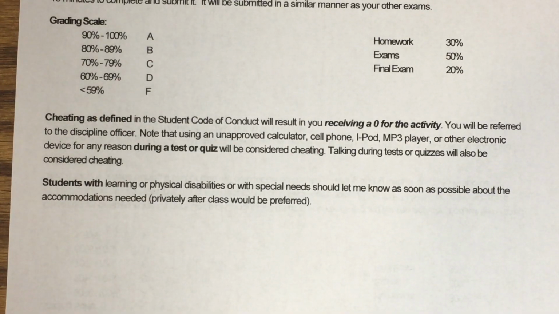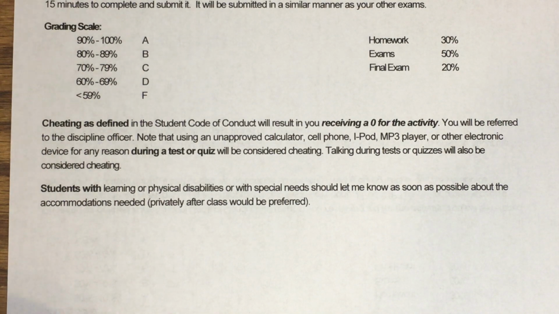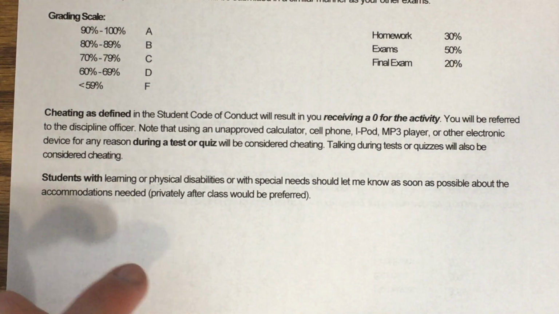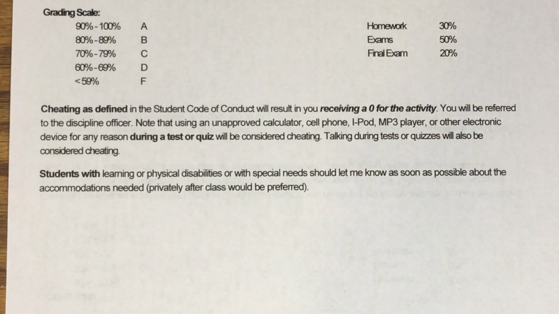Finally, students with learning or physical disabilities or any kind of special needs should let me know as soon as possible about accommodations that are needed. This privately after class part is just something that I'd normally put in my syllabi, but obviously we don't have class meetings, so you can ignore that. Because we're doing things online, most accommodations that I would normally be making in the classroom don't really apply in this scenario. But a lot of times when people have an accommodation that's been approved, it's for extended test time. And so if that's you, what I need you to do is make sure I get your paperwork. You should have gone through DSPS to get those accommodations approved. If I get your paperwork from DSPS, I can make those accommodations.